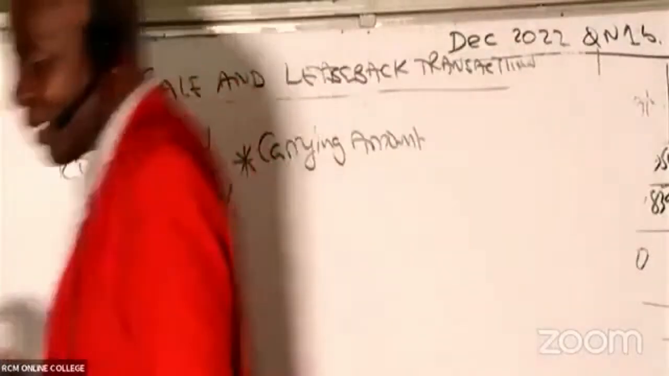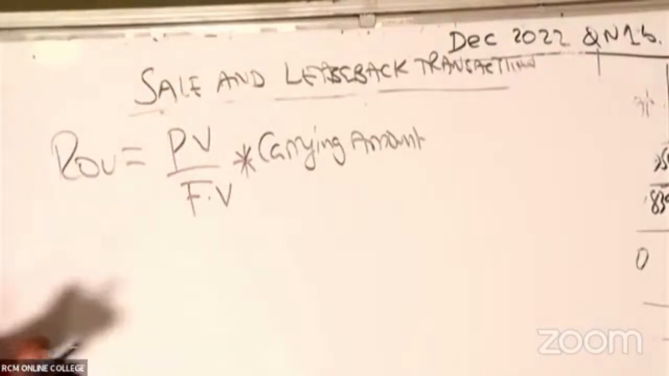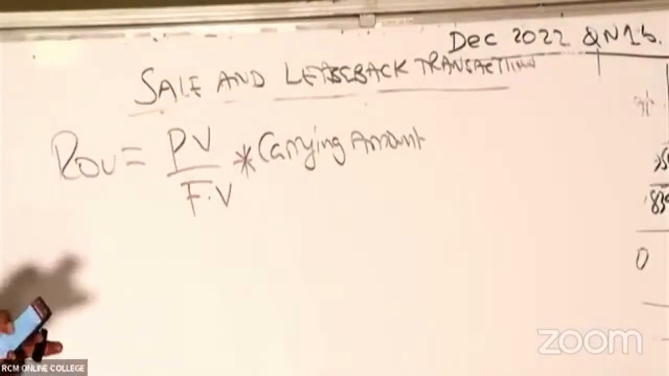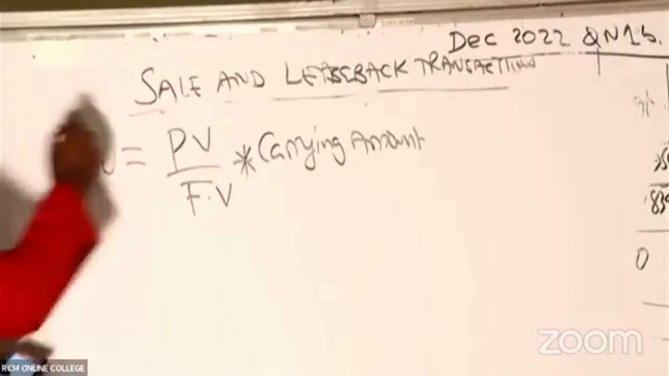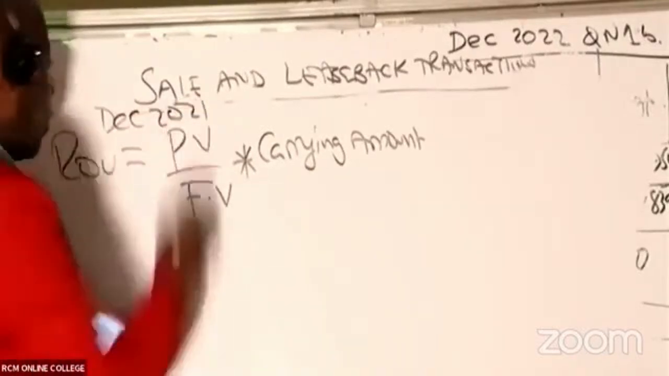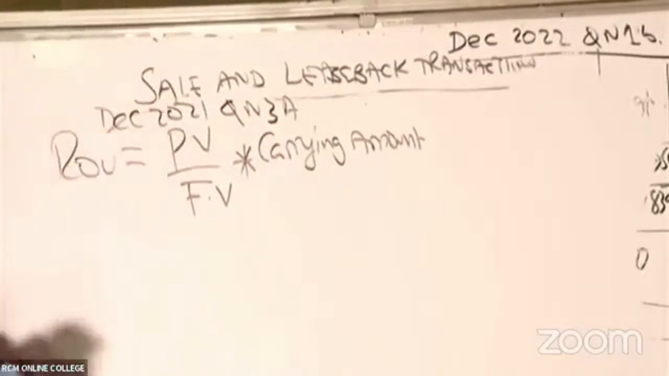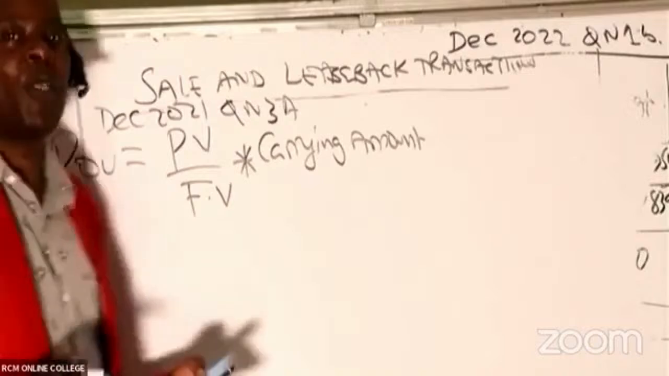So is there anybody who is able to see the present value? Remember, the question here is December 2021, question number 3A. So the right of use formula: whenever they talk of sale and leaseback, I must always remember this formula.